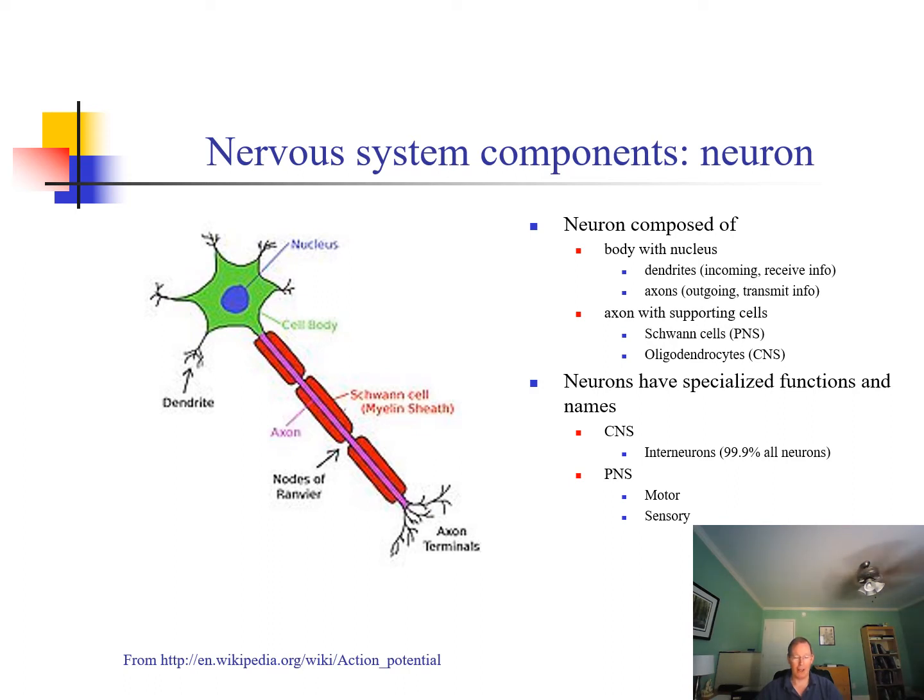Now, there are specializations of neurons. As I mentioned, in the peripheral nervous system, there are those that deal with the motor components as well as the sensory. In the central nervous system, most of the neurons are connections between neurons. Those are called interneurons.